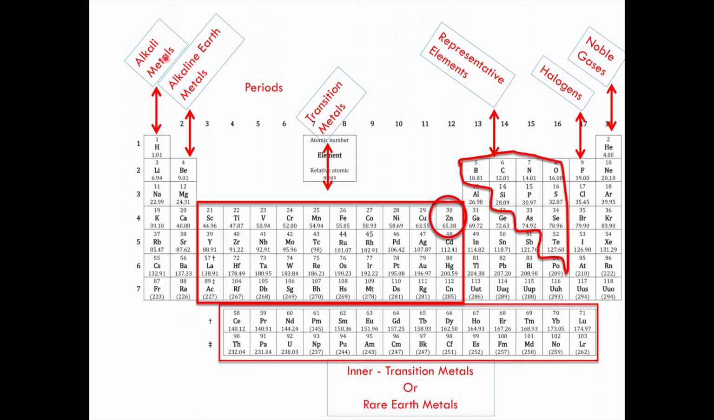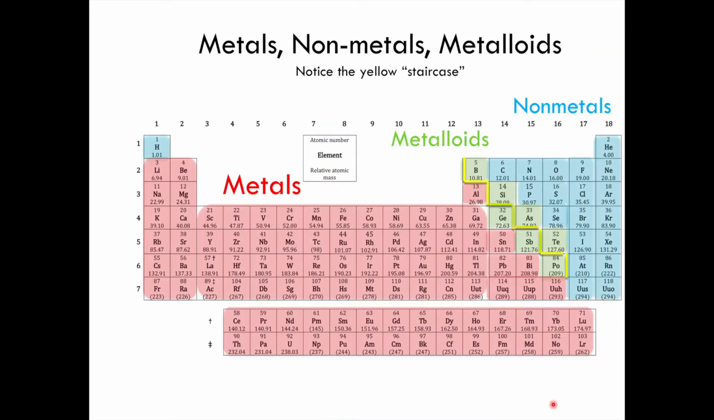Now, we have the alkali metals, the alkaline earth metals, the transition metals. Note that zinc is not a transition metal. That's why it's got a circle on it. It's not a transition metal because it has a full set of d electrons, and so it doesn't qualify. These are known as the representative elements. Then they have different names, so nobody really quizzes on that. These are the halogens, and those will be important later, and the noble gases. These have different names called the inner transition or the rare earth metals.